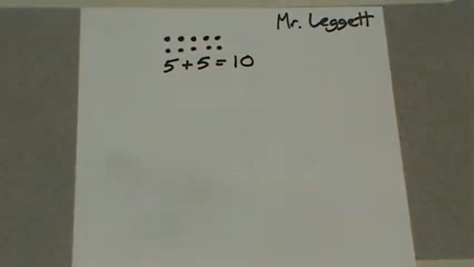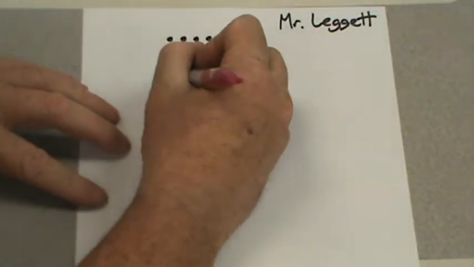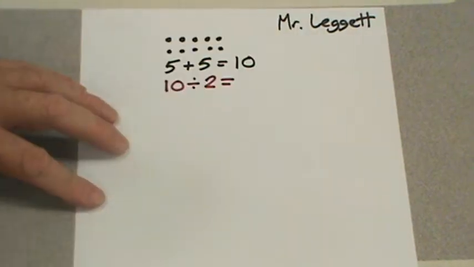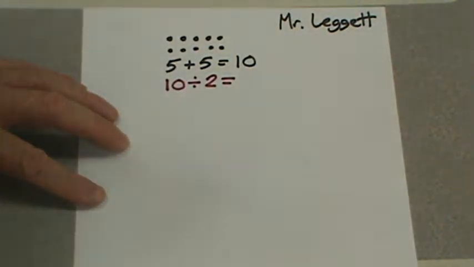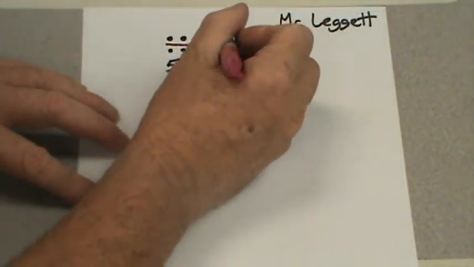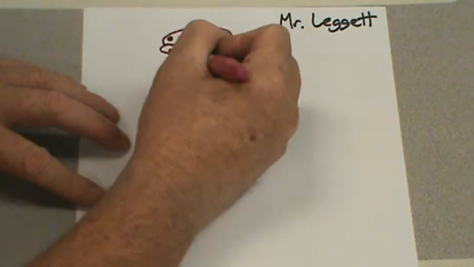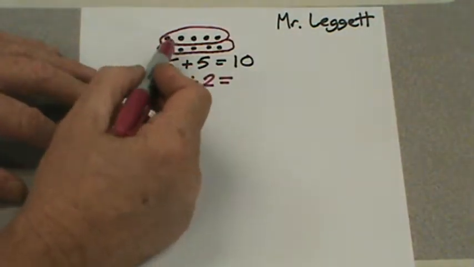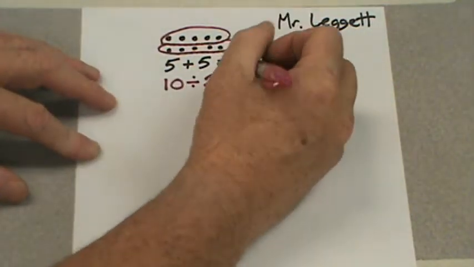But let's switch it up a little bit, do a little bit of division. We'll take this total, 10, right along with me please, and divide it by 2. So what would 10 divided by 2 equal? Well, we could see that if we were to divide these 10 into 2 separate groups, we would have 5. So 2 groups of 5, that would be 5.